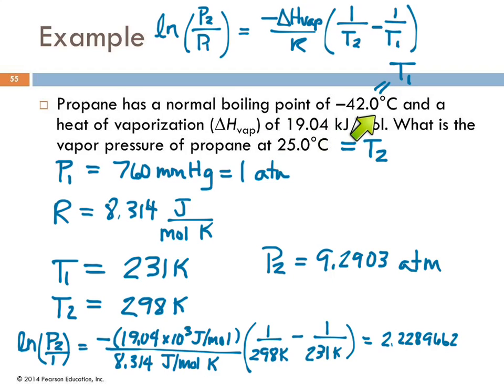Propane boils at minus 42. So at 25, its vapor pressure is going to be above 1 atmosphere. So the 9 atmospheres is okay.